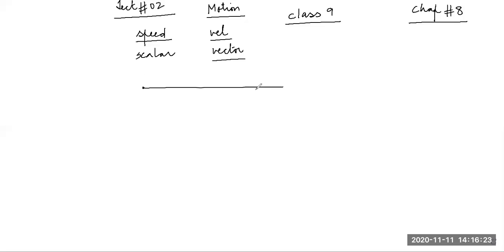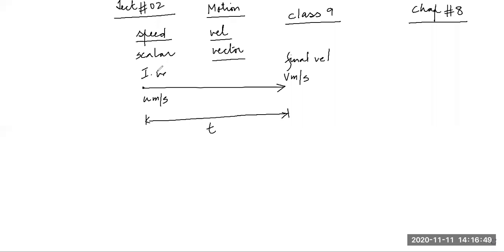Now students, let us say a particle is moving along a straight line. Its initial velocity is u meter per second. Now, in time t, its velocity becomes v meter per second. This is the final velocity, and u is the initial velocity. Is it possible? Can you think of this?